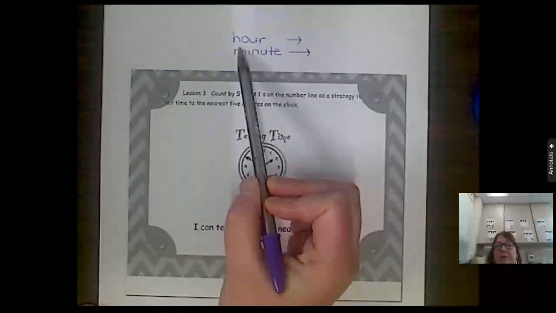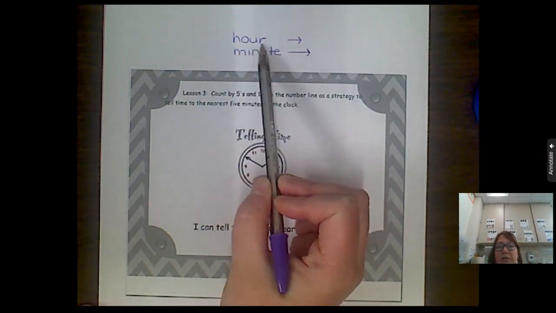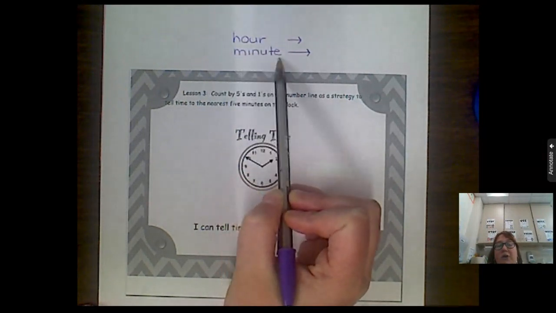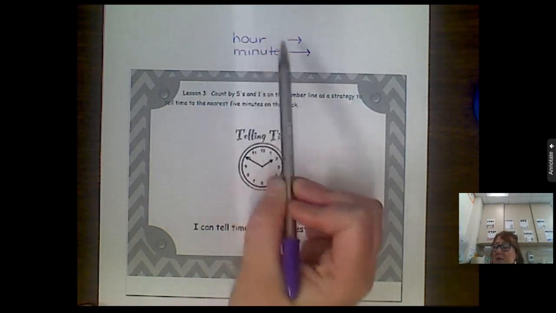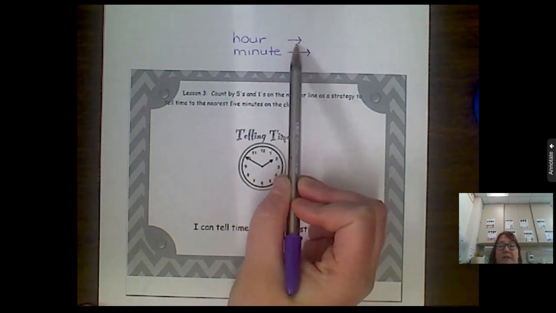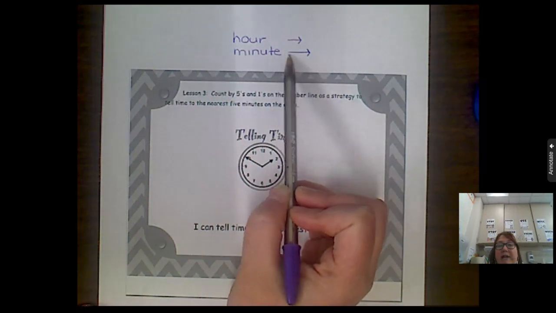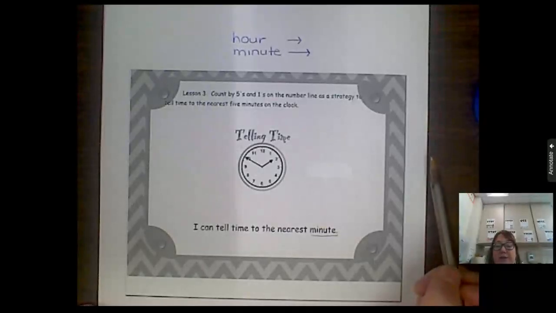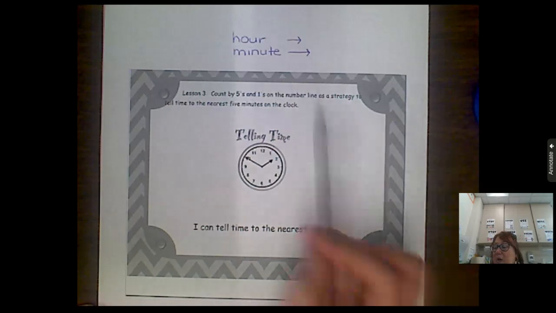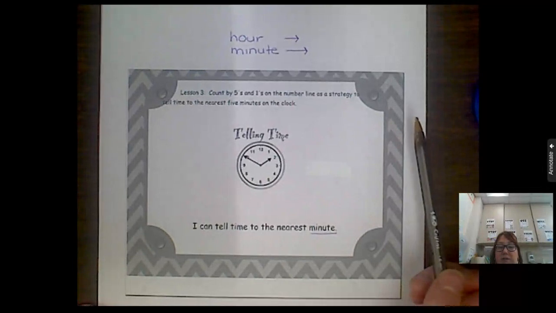If we look at the words hour and minute, we notice that hour is the shorter word and minute is the longer word. Since hour is a shorter word, it's a good trick to remind us that hour is the shorter hand on the clock. Minute is a longer word, so the minute hand is longer than the hour hand. That's a common mistake with third graders, that we get the hands of the clocks mixed up. So if we remember that hour is the short word, shorthand, and minute is the longer word, longhand, that can be very helpful to us.